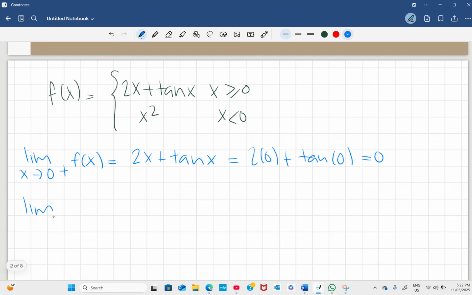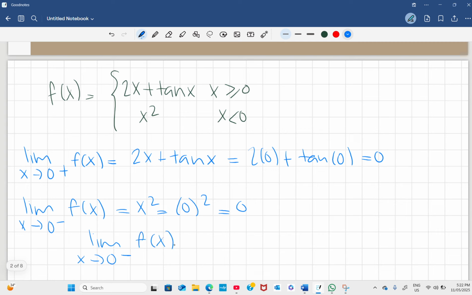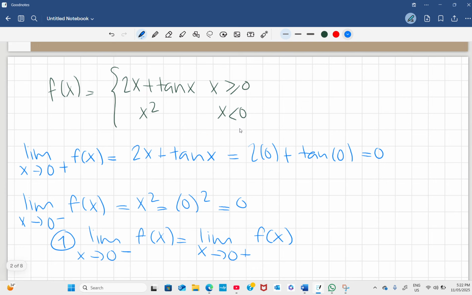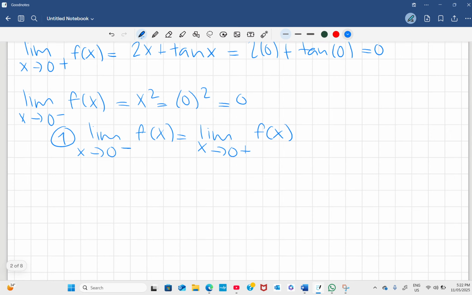Then I'm gonna find the limit as x approaches 0 minus of f of x. Minus is gonna be x squared, which is gonna give me 0 squared, which is 0. So until now, it's justified. I have the limit as x approaches 0 minus of f of x equals the limit as x approaches 0 plus of f of x. Now, this is the first thing. The next thing for continuity is that the limit as x approaches 0.